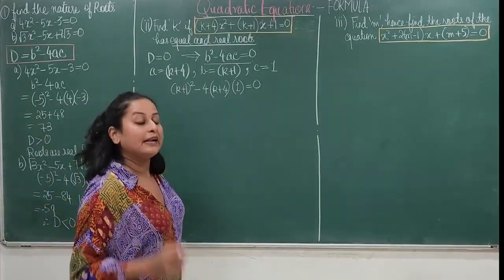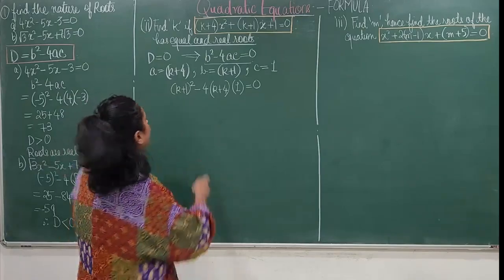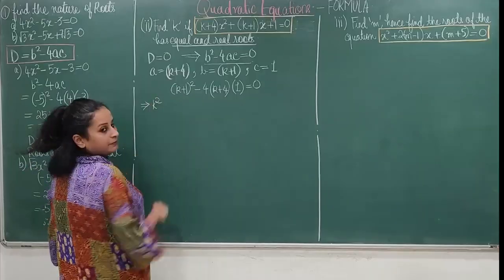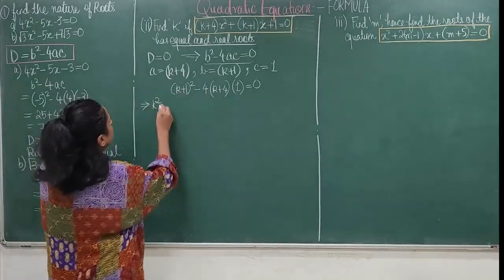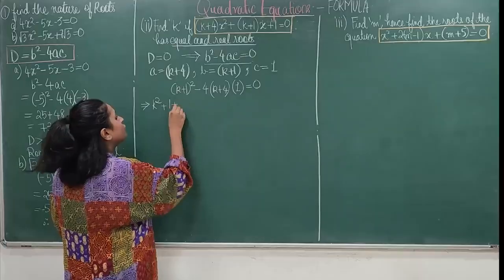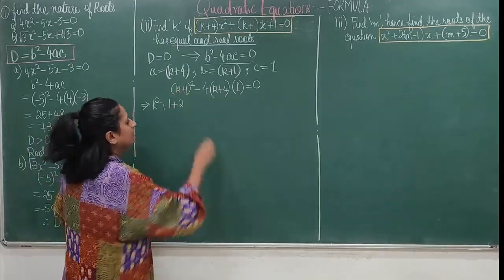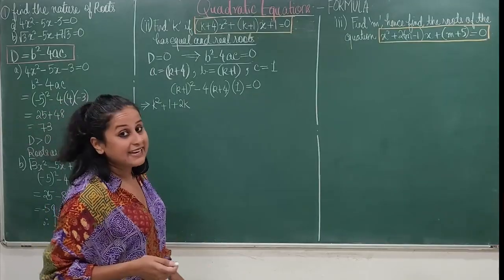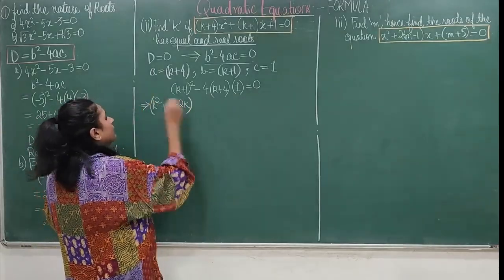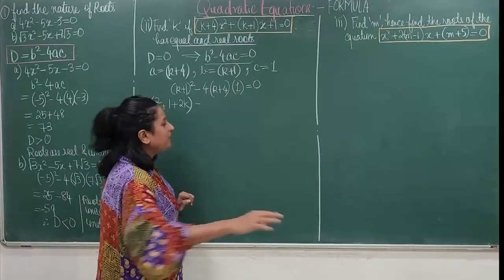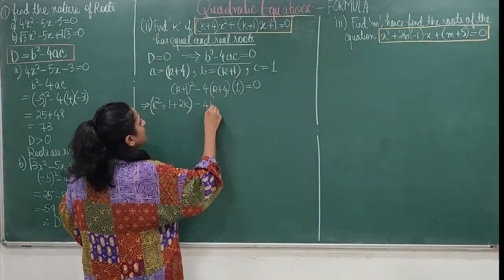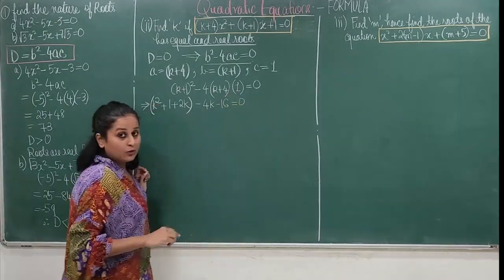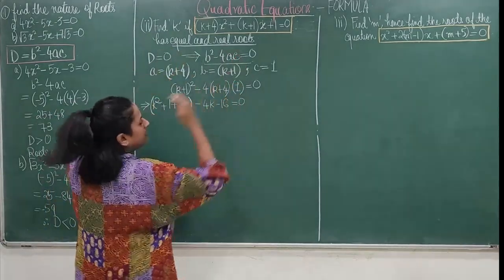So what is k plus 1 the whole square? A plus b the whole square is a square plus b square plus 2ab. So this will be k square plus 1 square, that is 1, plus 2 times ab, that is 2 into k into 1, that is 2k. I am writing it directly. You should be able to write it directly because now you are in 10th standard. Minus 4 into 1 is 4. And minus 4 into k is minus 4k. Minus 4 into plus 4 is minus 16. This is equal to 0. Because of this, we have reached this conclusion.